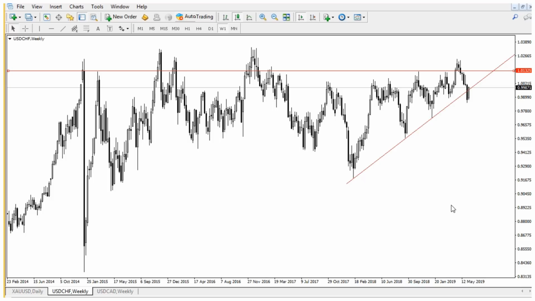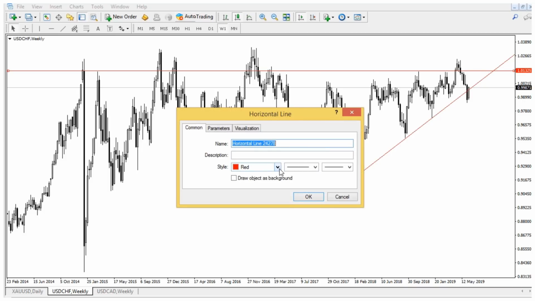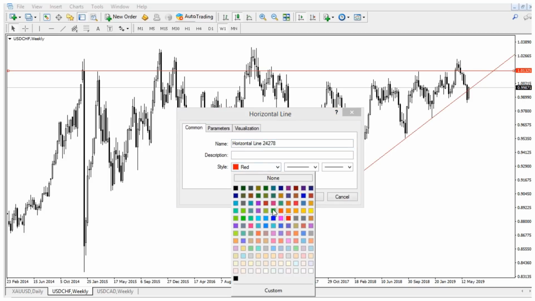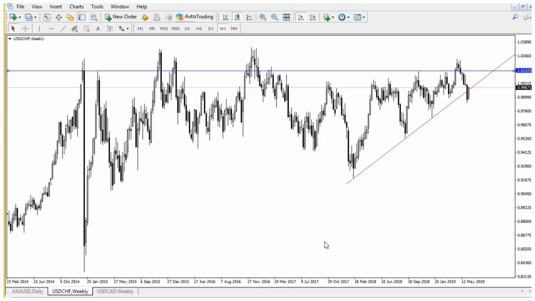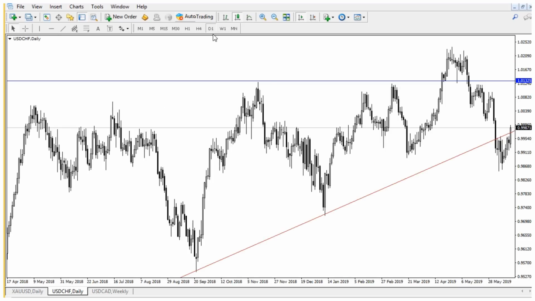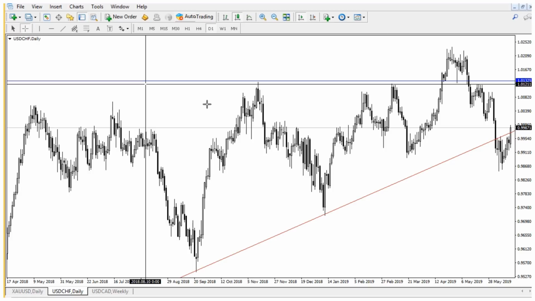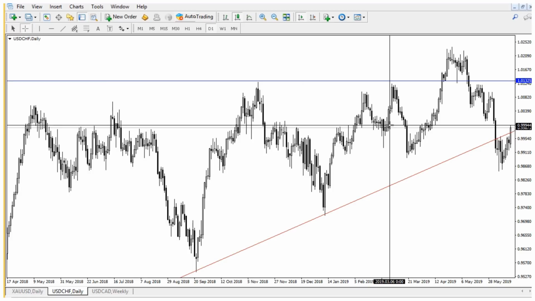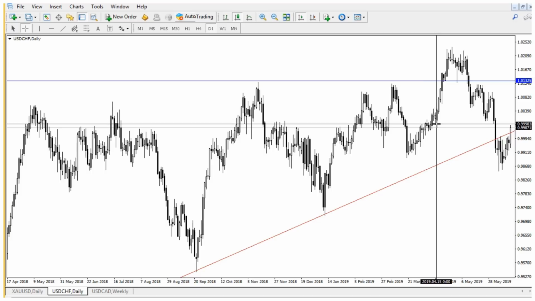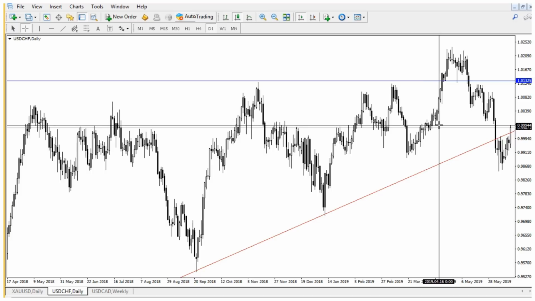This was my previous resistance and it still remains my resistance as it is the highest point of 2018. So you can see that we have an ascending triangle over here. If this false break is really a true one, I'll be looking forward to go long above this level, which is the 0.99944.